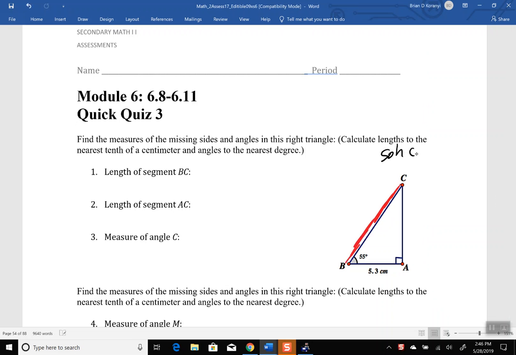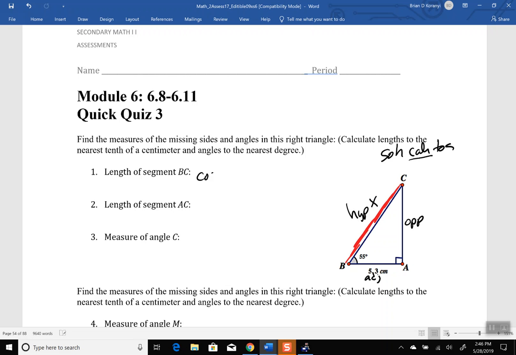If I think about SOHCAHTOA, here's the angle I know. This would be the adjacent side, the side next to it. Opposite the 90 is the hypotenuse, and this is the opposite side. I don't have any information about the opposite side, so I want to use the adjacent, and I want to know this side, so that's my x. So I'm going to use the adjacent and the hypotenuse, which is the cosine.